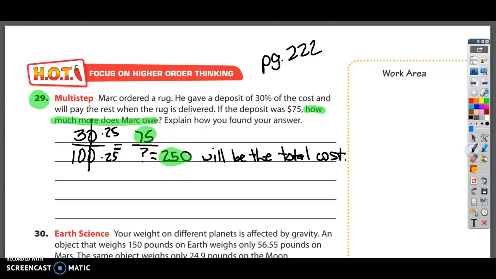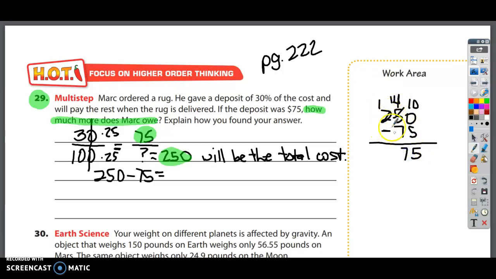To actually answer this, we now need to go 250 minus 75, I'm going to do that over here. And this is going to be my answer after I do 250 minus 75. So I'm going to borrow. 10 minus 5 is 5. And 14 minus 7 is 7. And 1 minus nothing is 1. I get 175. It's 175 is how much he still owes. It's how much Mark still owes.